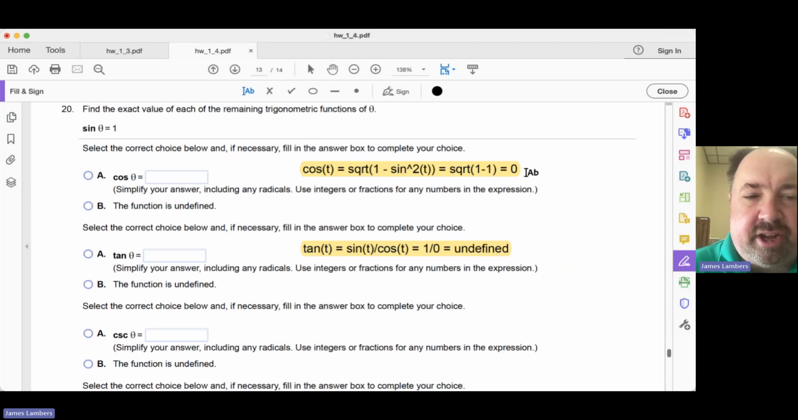So now you know sine and cosine, so you can work out the values of the other 4 trig functions using the sine and cosine values, but some of these will be undefined. So tangent, for instance, is sine over cosine. That's 1 over 0. So you would select that choice B here for tangent, that the function is undefined. Secant will also be undefined.